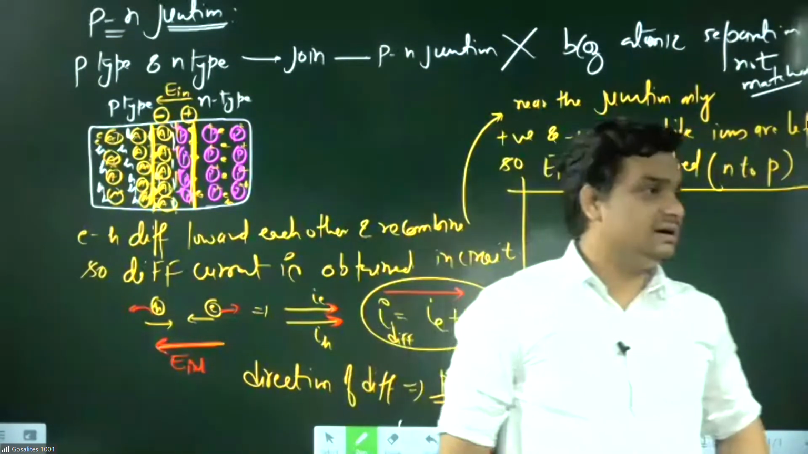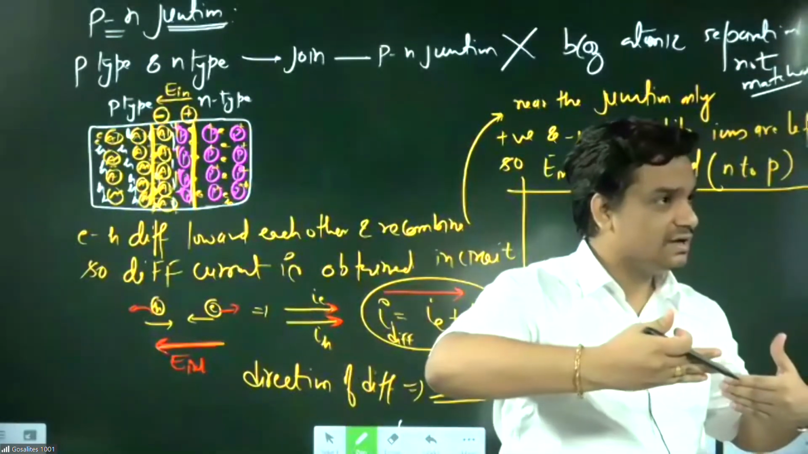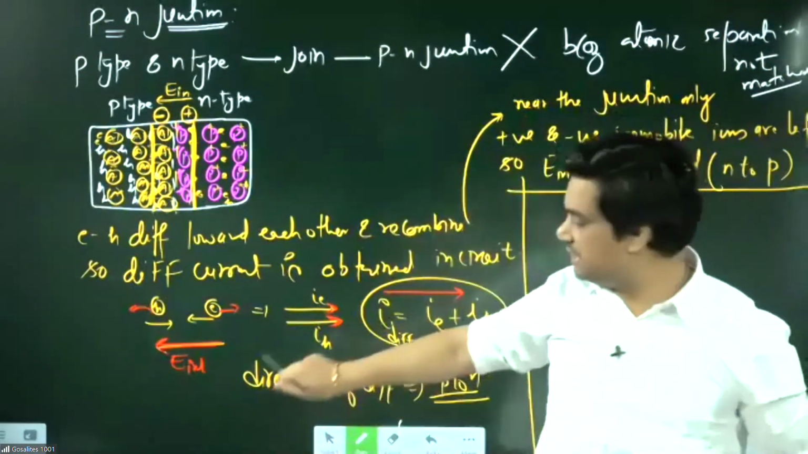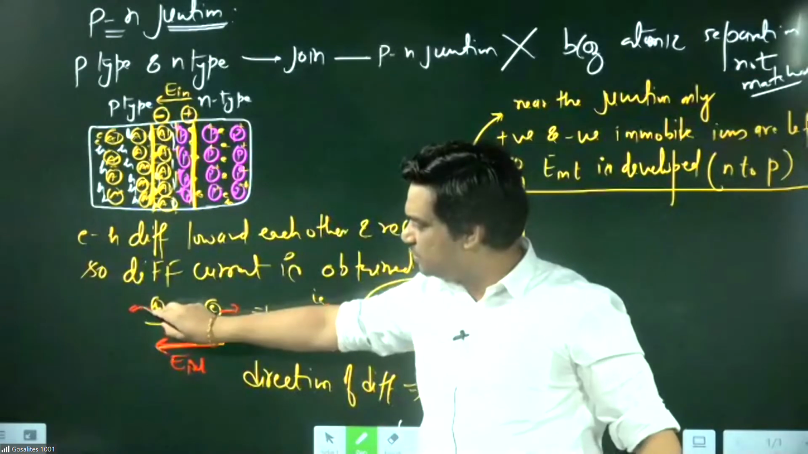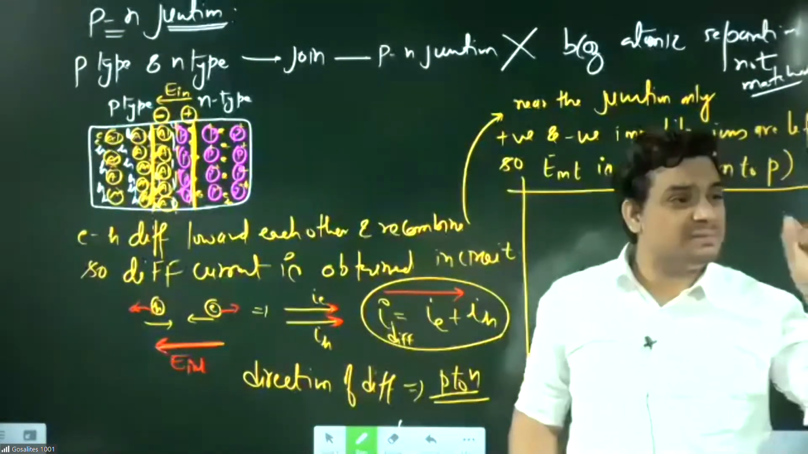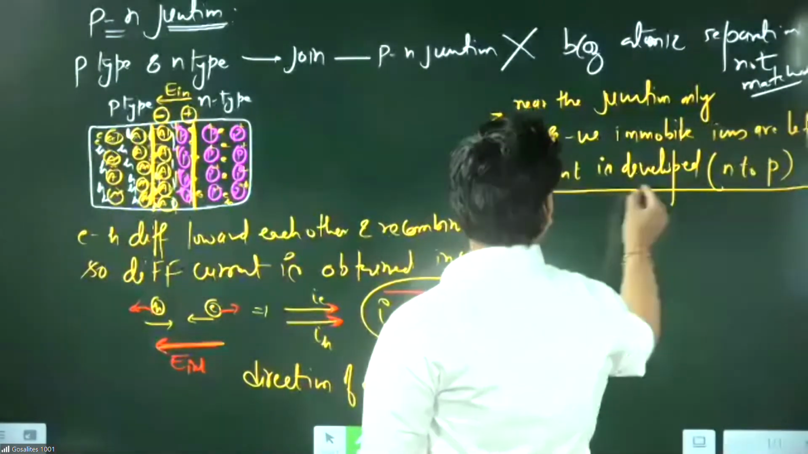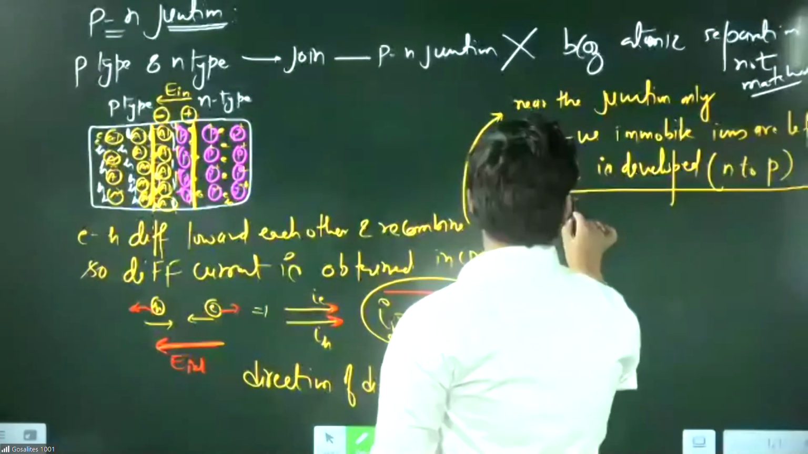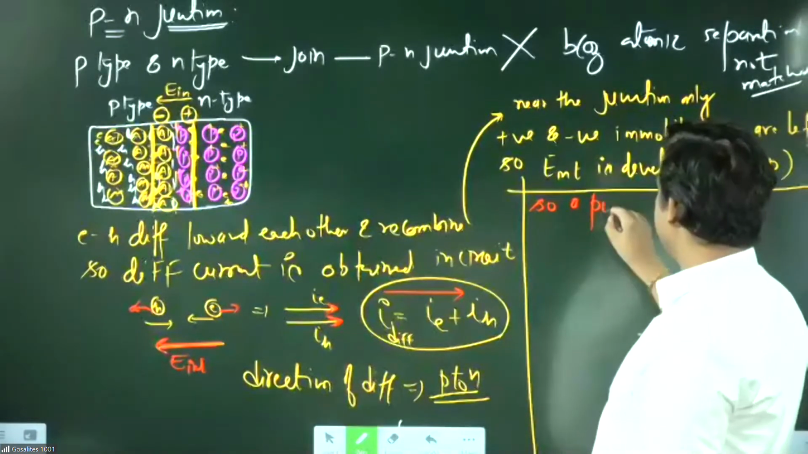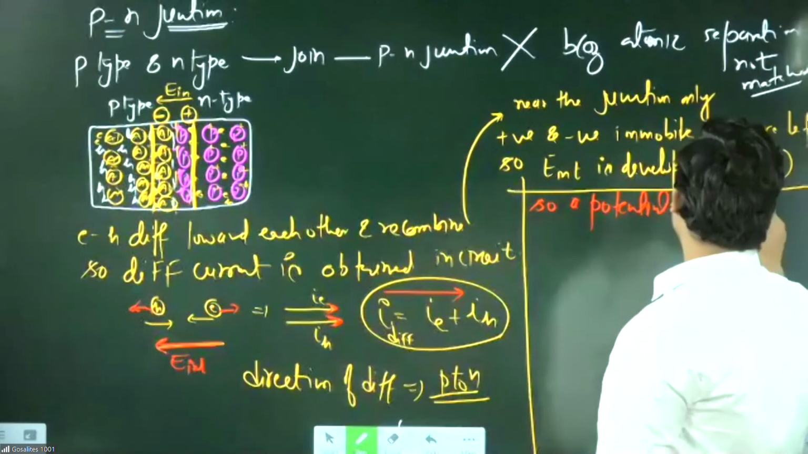This means this internal field is just acting like a guard at the boundary. You see, this is the boys campus, this is the girls campus, and there is a boundary. If you go near the boundary, the guard will try to separate you. Same thing here: it will apply force on this hole and electron, so they cannot cross, meaning it will act like a barrier to diffusion. Due to this, an electric field is developed from N to P. So a potential barrier is formed.